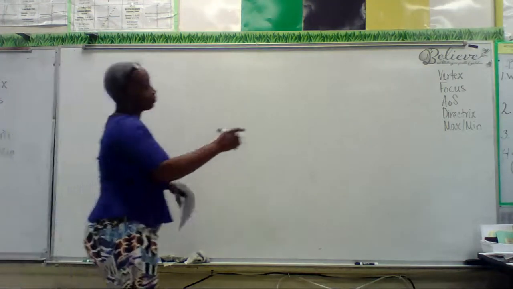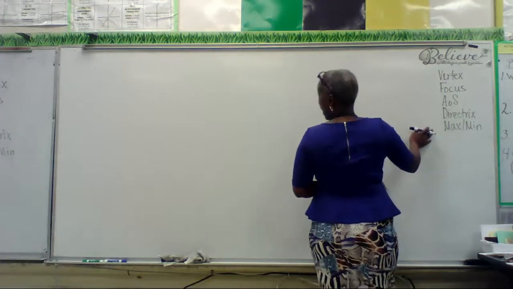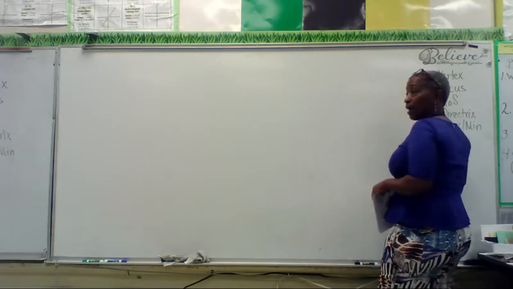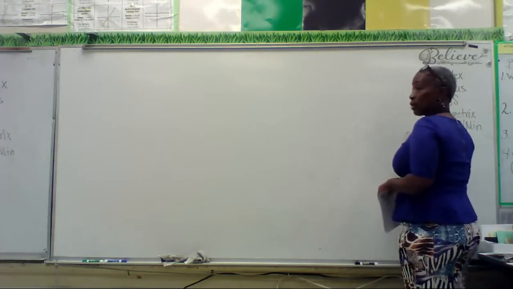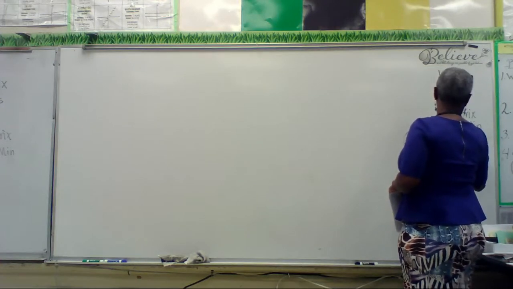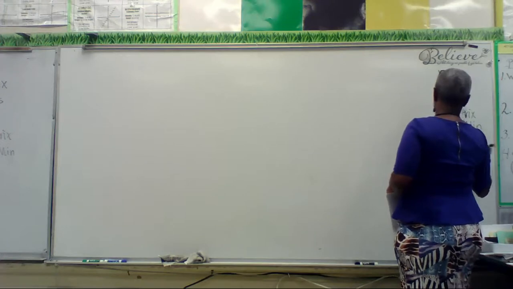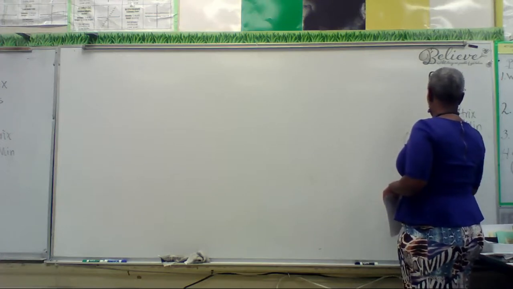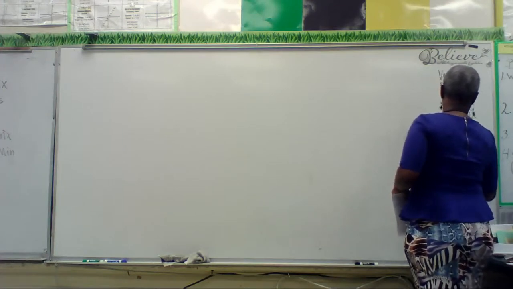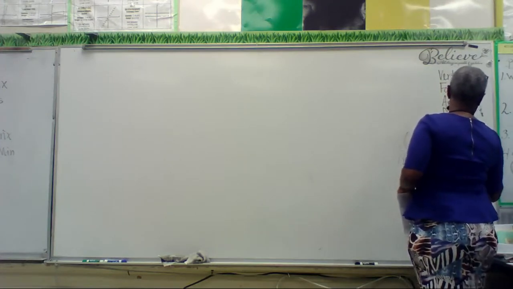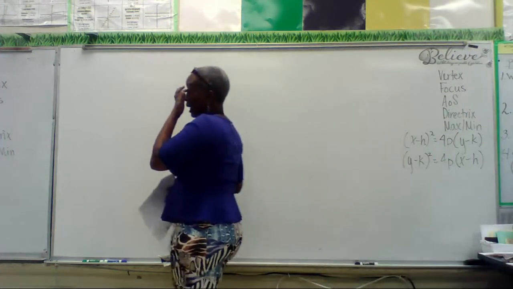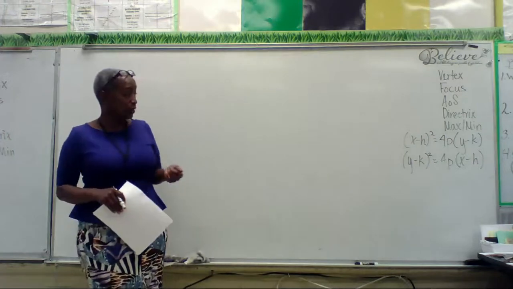Once again, here are the things we're looking for with our parabolas that we talked about on Monday. We talked about the concept. Our equations that we're going to use are x minus h, that quantity squared, equals 4p times the quantity of y minus k. The other equation is the quantity of y minus k squared equals 4p times the quantity of x minus h. Remember that the x always goes with the h, and the k always goes with the y.